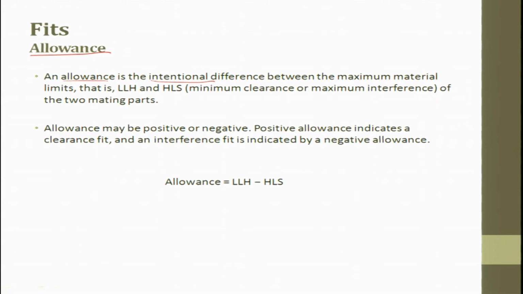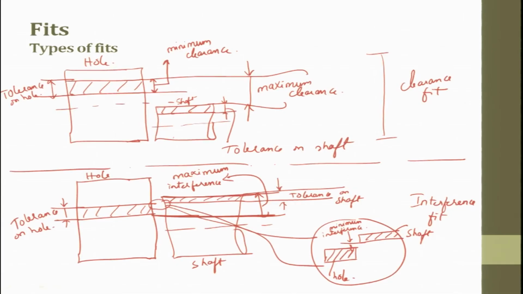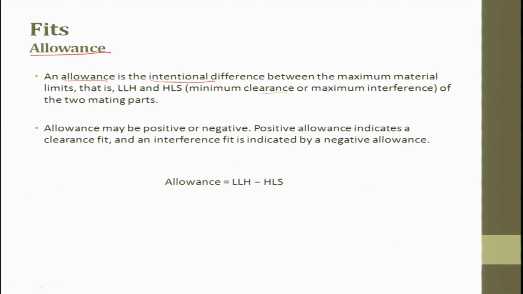Allowance is the intentional difference between the maximum material limit, that is MMH or LLH, whatever you want to write, and HLS. That means to say minimum clearance or maximum interference. If you see, I have written it here: clearance, minimum clearance. If you go back and see this figure, I have said maximum interference, minimum clearance. So this is the minimum clearance or maximum clearance between the two mating parts.